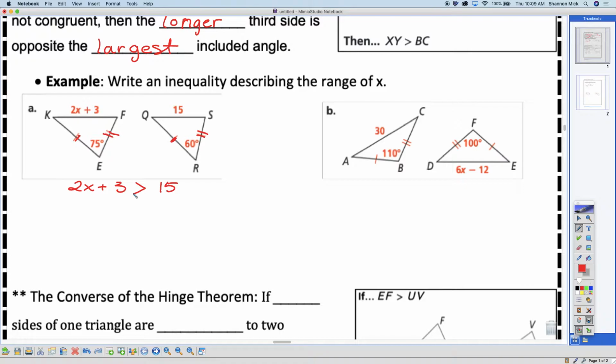So I solve this problem exactly like if it was equal, unless I'm multiplying or dividing by a negative, then I switch the sign. So if this was an equal, what would you do first? Subtract 3. So 2x is greater than 12. Divide by 2. So x is greater than what? 6. So any x bigger than 6 will work. So that's the answer.